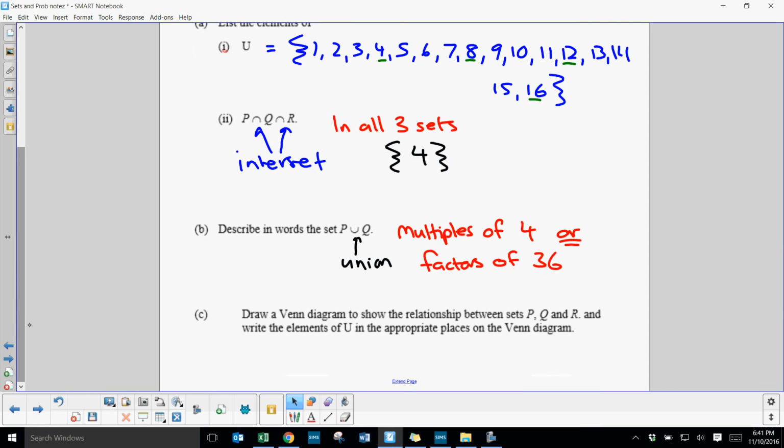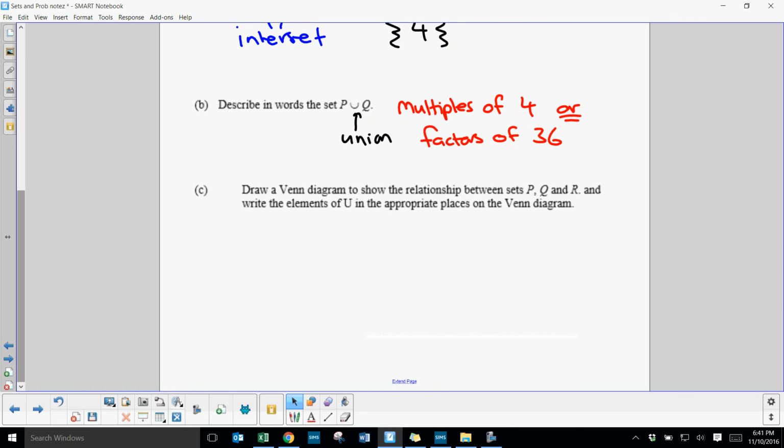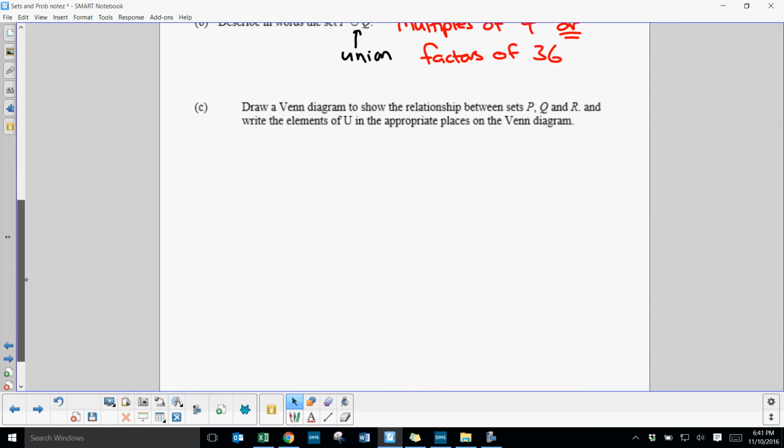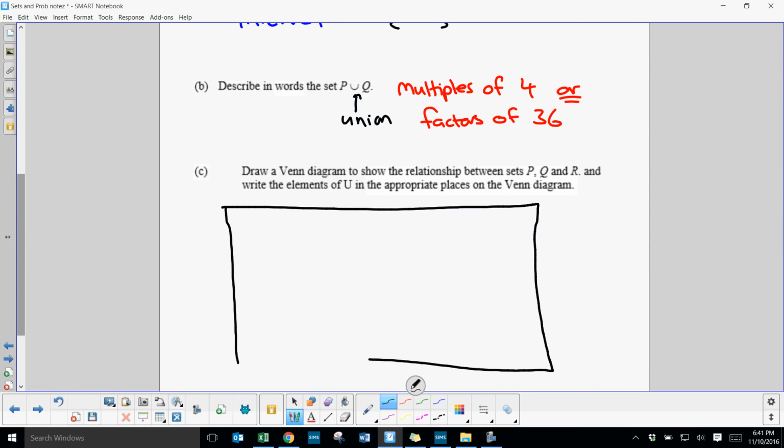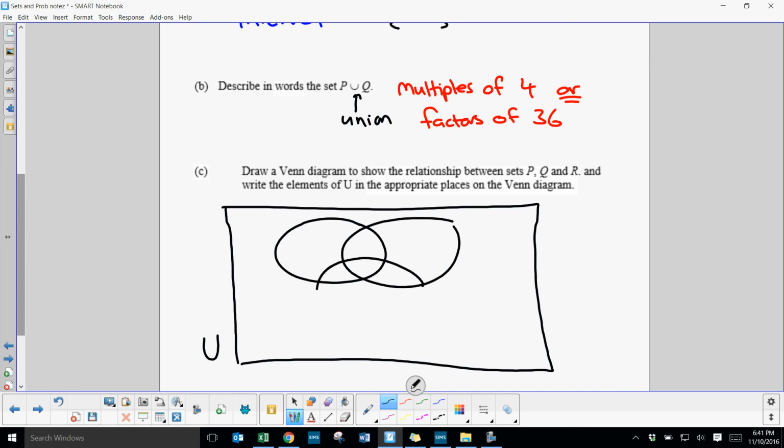Draw a Venn diagram to show the relationship between P, Q, and R, and write the elements of U in appropriate places in the Venn diagram. So it's got 3 circles this time. And now overlapping, they're all overlapping because, you know that because there is the number 4 in the center. So drawing a big square or rectangle, put the U there, and I tend to do the 3 circles like this. Make sure there is an overlap between all 3 of them. Let's label them P, Q, and R. I've labeled it around the other way. We know that it's good to work from the center outwards, and we know that the intersect of all 3 of them has the number 4 in it.